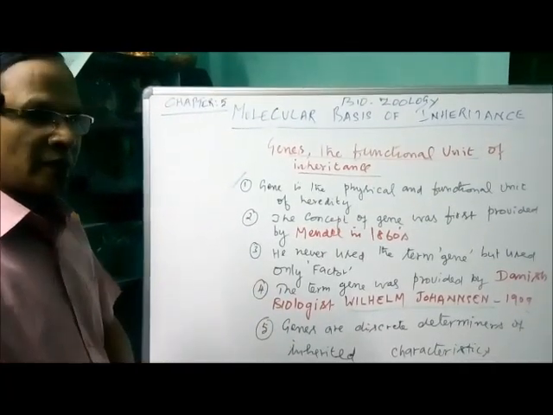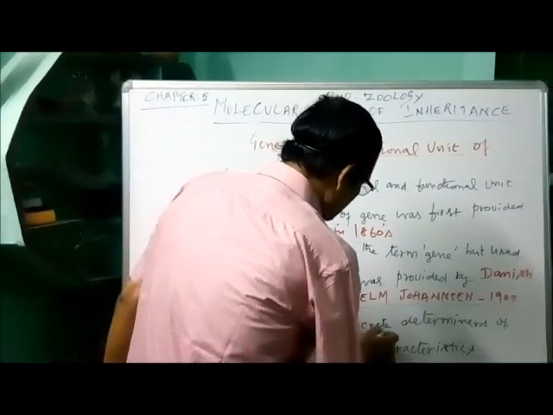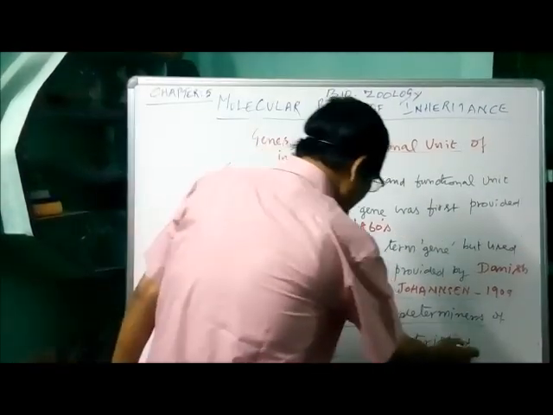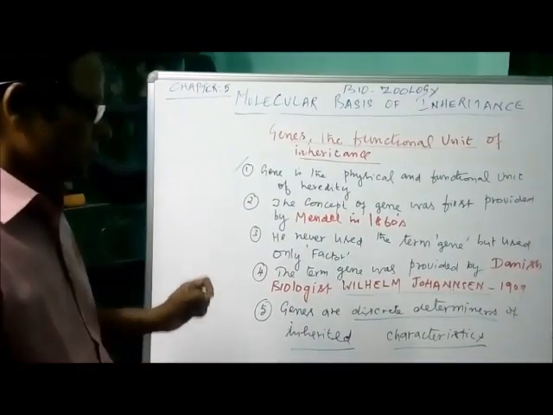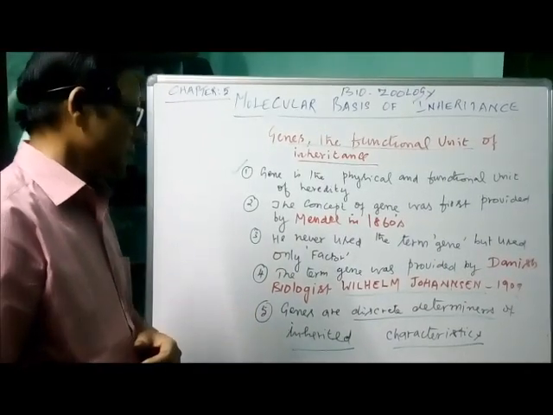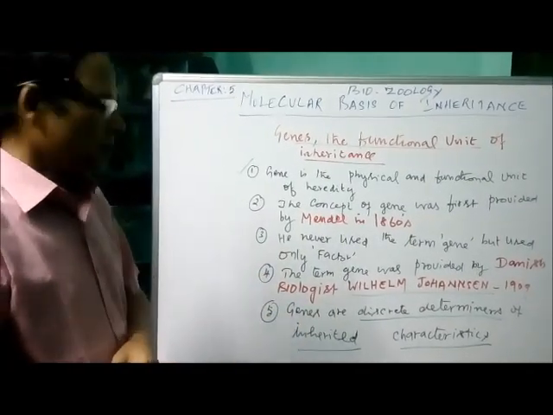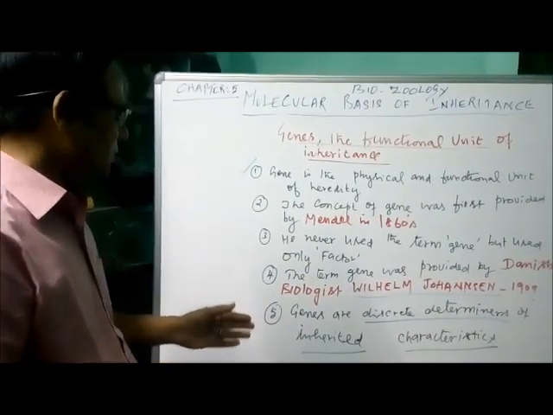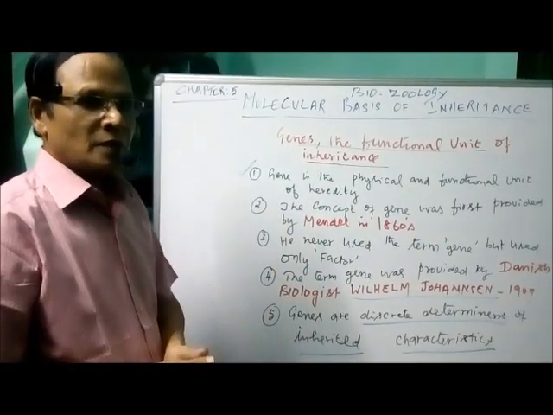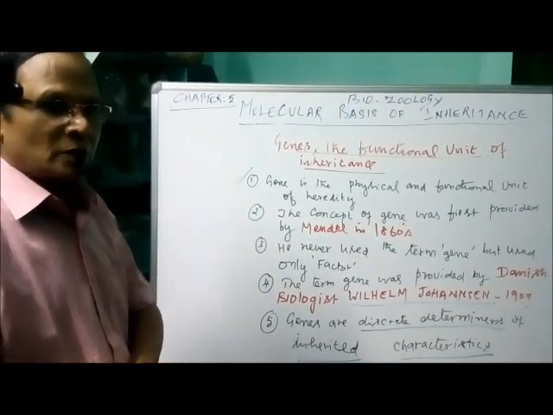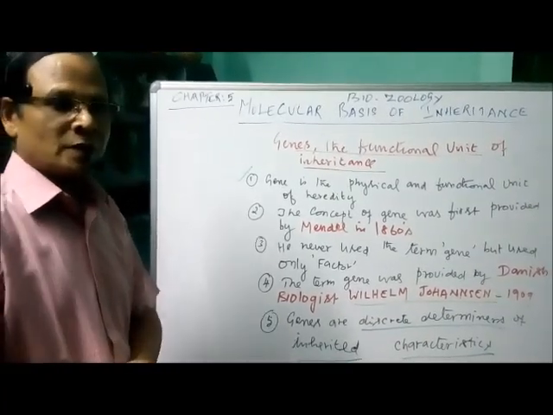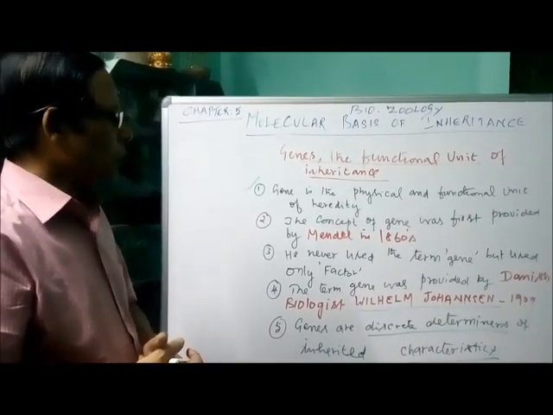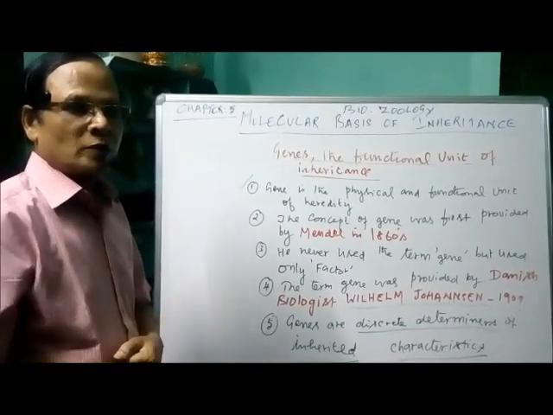He defined genes as discrete determinants of inherited characteristics, that is, particles determining the characteristics. That was the definition given by Johannsen for the gene. Now we have to go to the next one, the classical concept of a gene, provided by Walter Sutton. We will discuss this now.